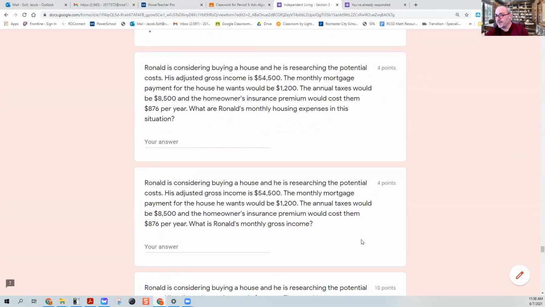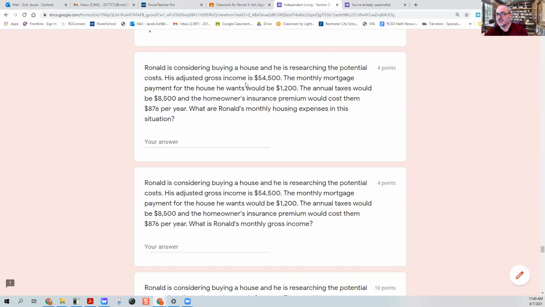All right, let me help you with these two, and then I'll let you go. We're going to end early today. Ronald is considering buying a house, and he is researching the potential costs. That's our second learning target: researching the potential costs of owning a home.